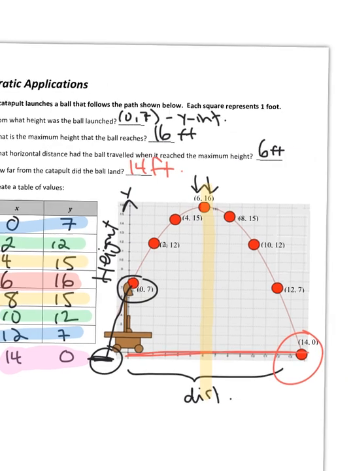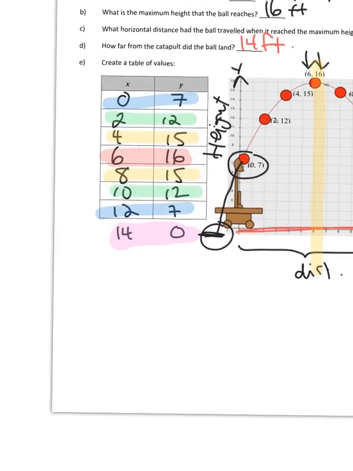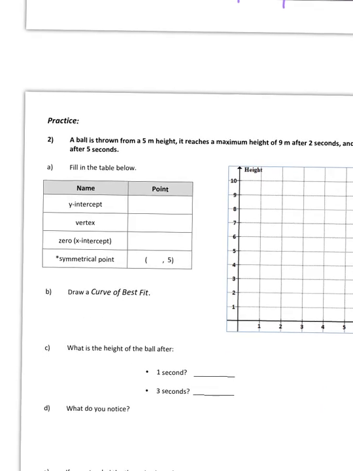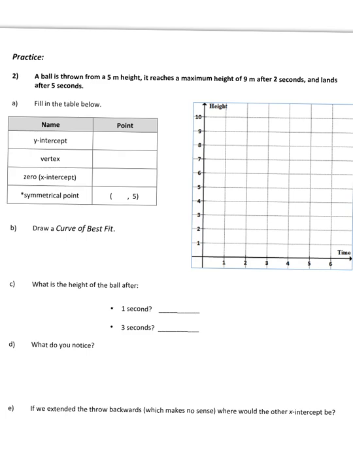So let's go on to our next example. Way down here. Actually, it's a practice question, but I'm just going to help you get it started so that you can finish it off and do the next one. We have a ball being thrown from a height of 5 meters. At time 0, because on the x-axis here we have time this time, we're starting off at 5 meters. It reaches a maximum height of 9 after 2 seconds.